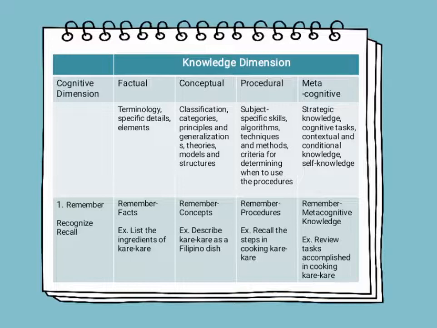So, sa table na ito, makikita po natin yung knowledge dimension na kung saan meron tayong cognitive dimension, mayroong factual, conceptual, procedural, and metacognitive. So, makikita natin yung dalawang dimension kung paano nga sila na-apply na magkasama. So, sa remember, meron tayong recognize or recall. So, remember, nagagamit natin siya sa fact, yung example, I list the ingredients of kare-kare. Sa concepts naman, i-describe natin yung kare-kare as a Filipino dish.